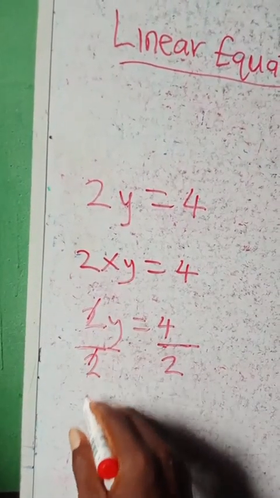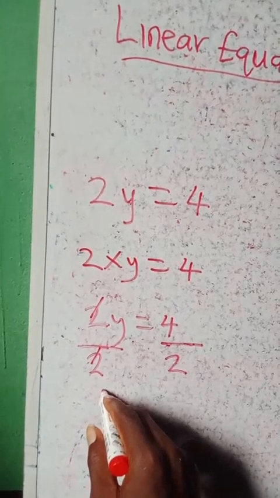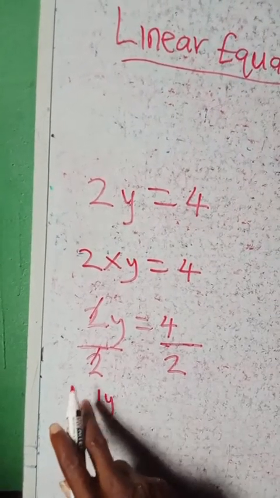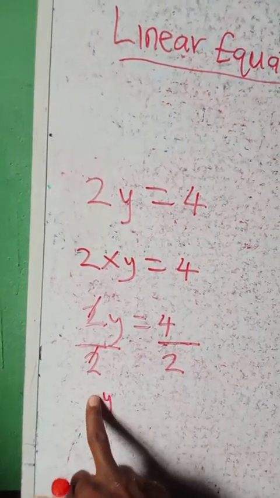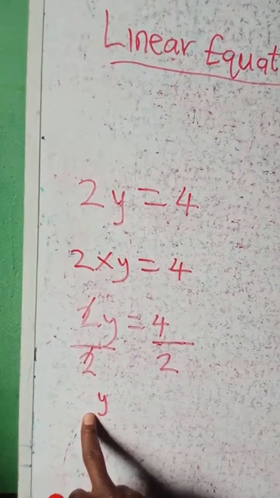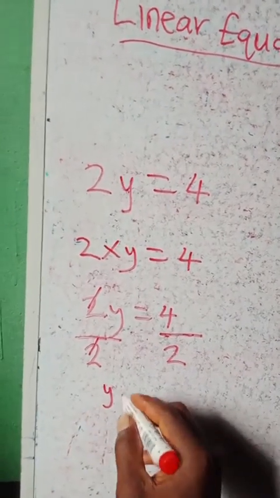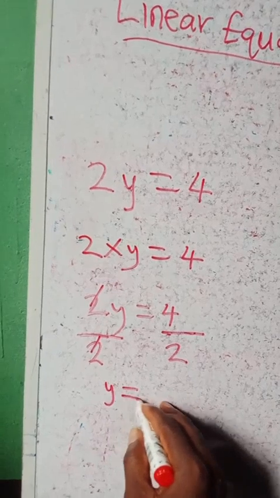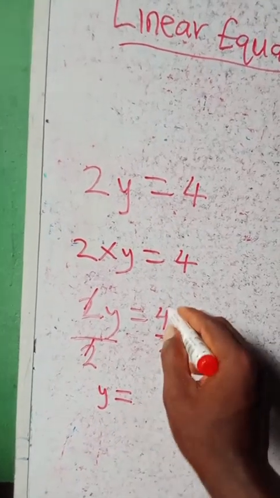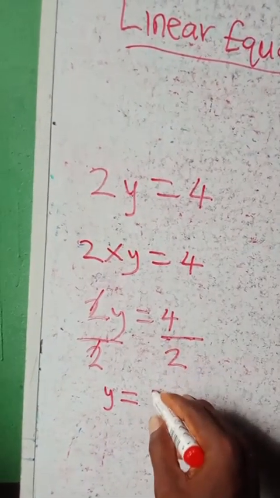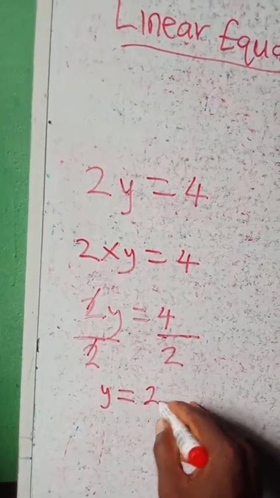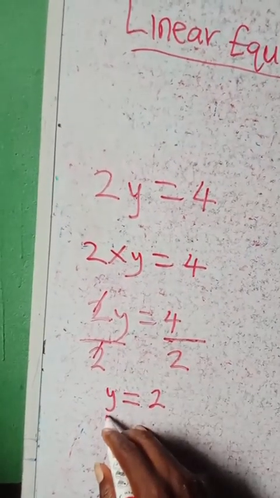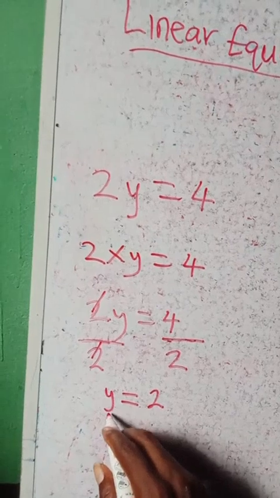So that 2 will divide 2. 2 divided by 2 is 1. You know, you cannot write 1 and y. Okay, 1y. So you will not write 1. It's y. I told you before. So y will be equal to 4 divided by 2, which is what? 2. So it means that y is what? 2. The value of y is what? 2.